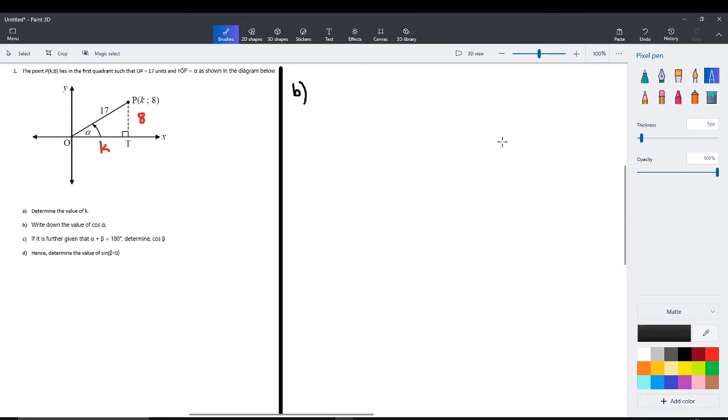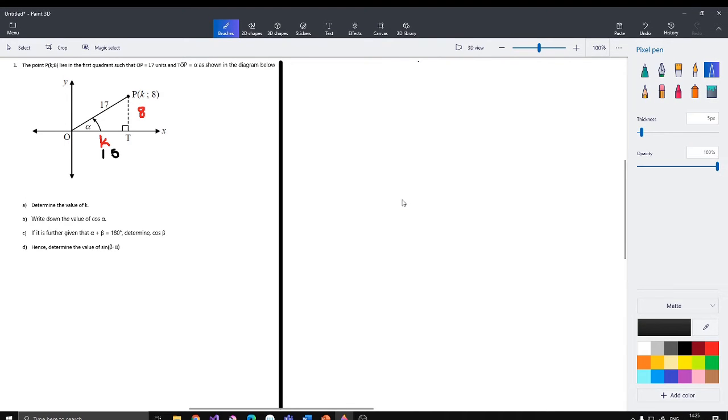For part B, we're supposed to write down the value of cos alpha. From our trig ratios, we know that cos alpha is equal to the adjacent over the hypotenuse. If we go back to our diagram, our adjacent is K and we just determined the value of K to be equal to 15. Our hypotenuse is 17 and it has been given. So this means that cos alpha is equal to 15 over 17.